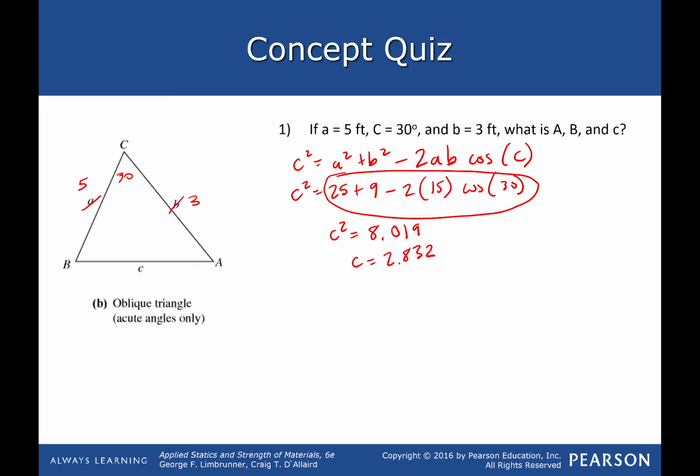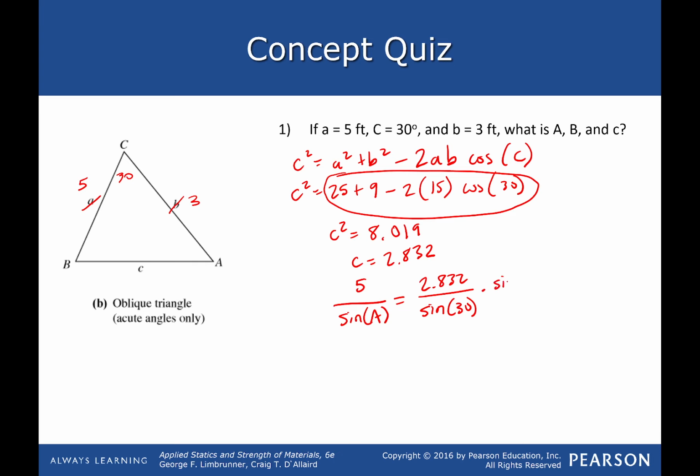There we go. So I got one of the sides now. Now I can use easier things to get the rest. So a over sine of A, and we know that a is 5, so let's go ahead and plug that in, is equal to c, which is 2.832, over sine of C, which is sine of 30. And I can now solve for A. So I'm going to go ahead and do some algebra and figure that out.